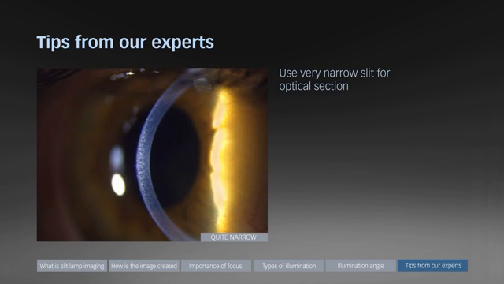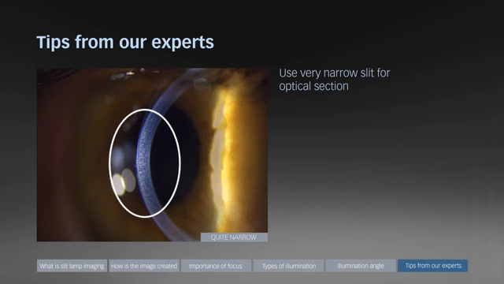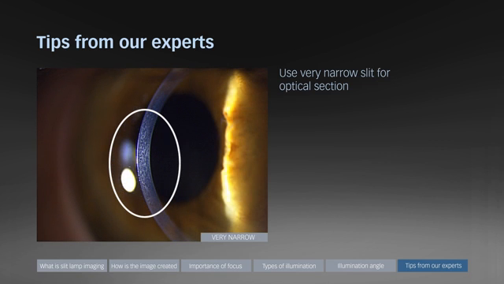Use very narrow slit illumination with maximum slit intensity for optical sections, otherwise you will lose detail. Here an example of a quite narrow slit where no detail in the cornea is visible. Here an example of a very narrow slit which reveals the different layers of this healthy cornea.